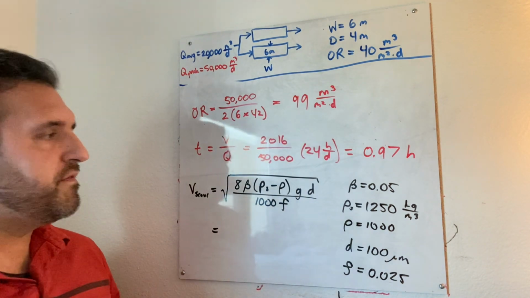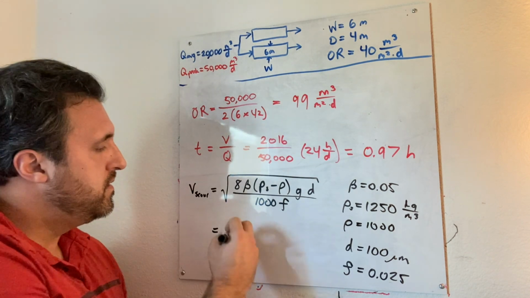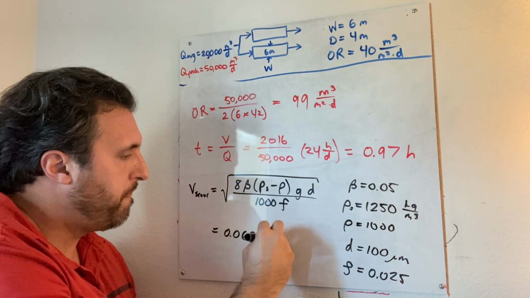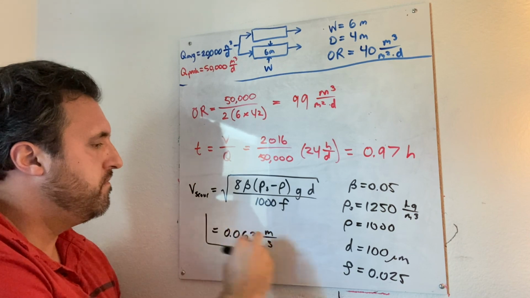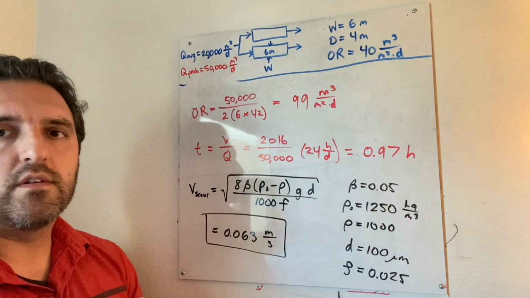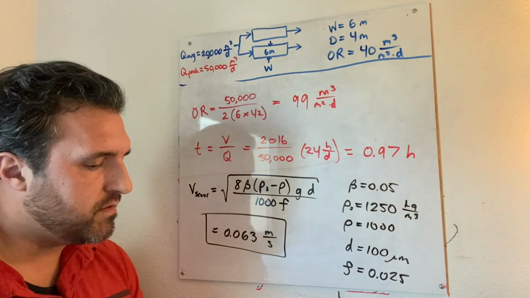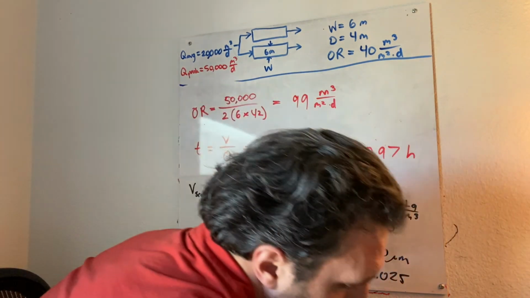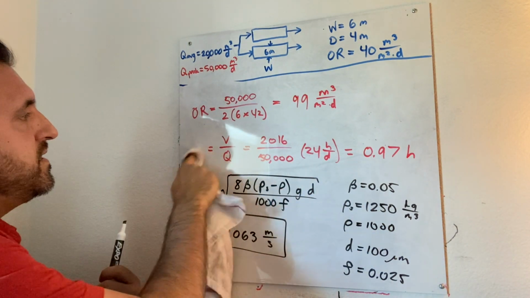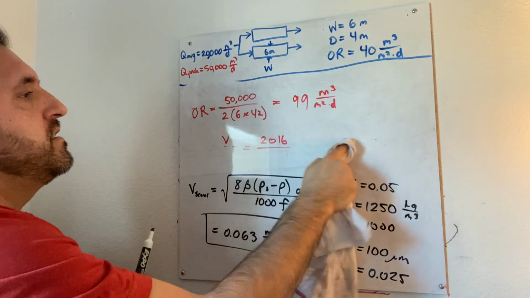So if we plug in those values, we should calculate a scouring velocity of about 0.063 meters per second. Okay, so we're going to want to check that against our horizontal velocity to make sure that our horizontal velocity is not going to scour away those particles. So let's look at our horizontal velocity under the peak flow conditions, because that would be the time when it would be the highest.